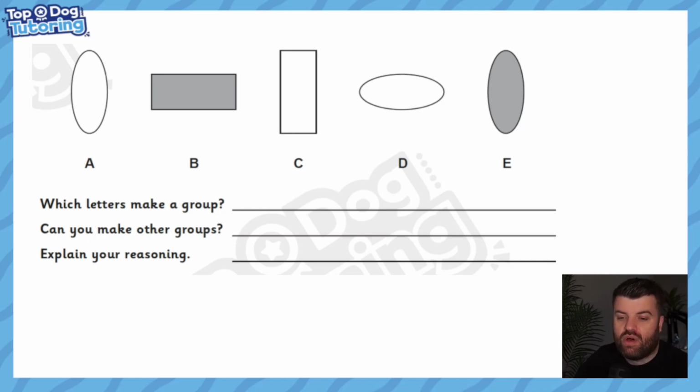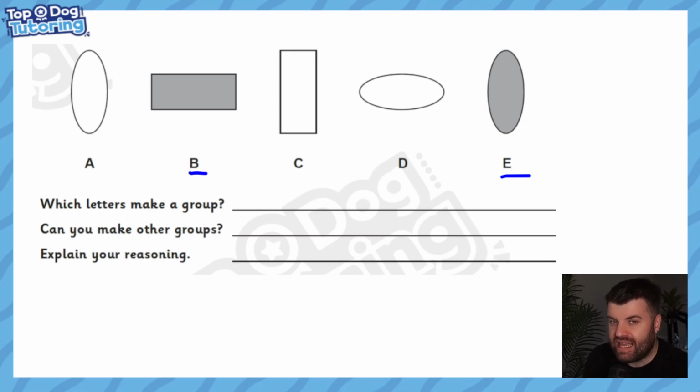So I'm going to start you off on this question right here. I'm going to start off by saying which letters make a group? We can have B and E. What do they have in common that make them a group? You're probably shouting at the screen right now. Yes, it's to do with their shading.